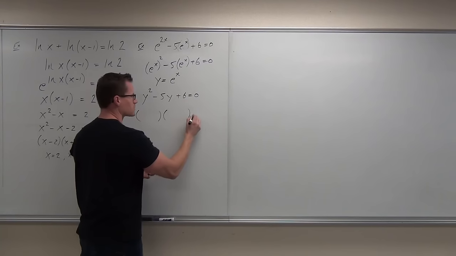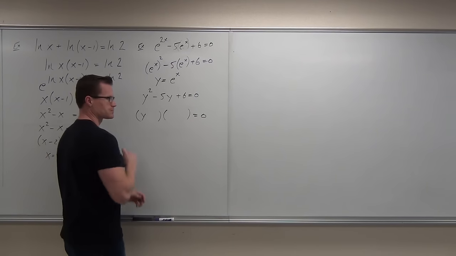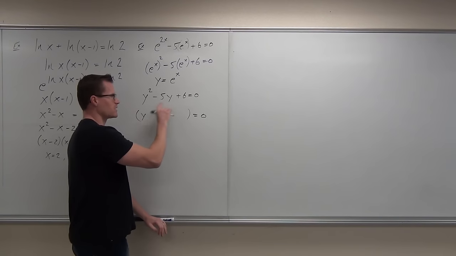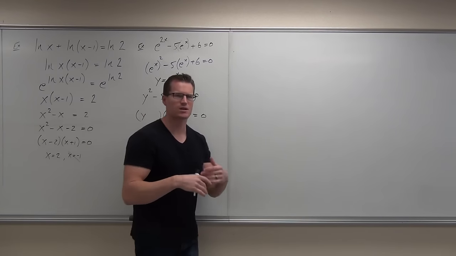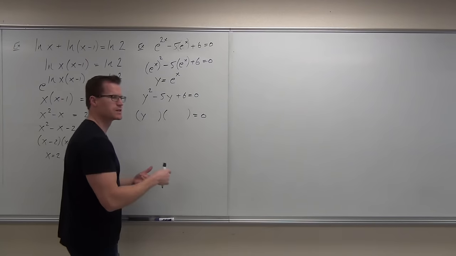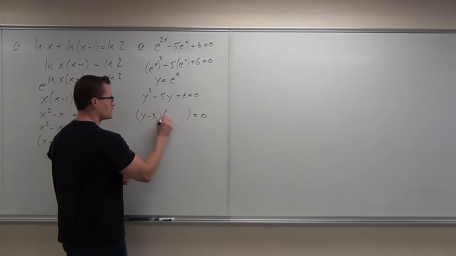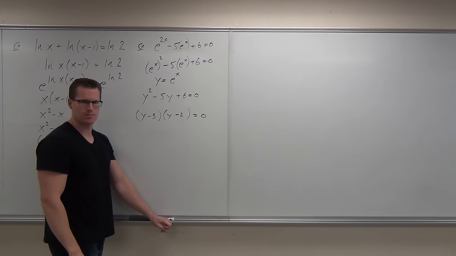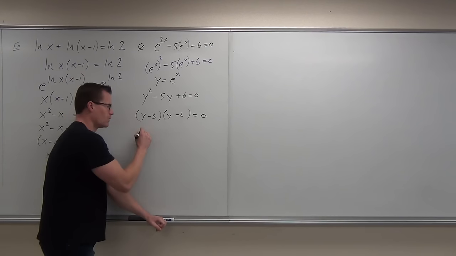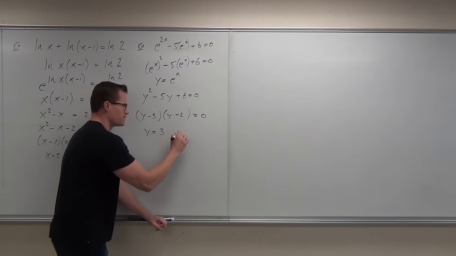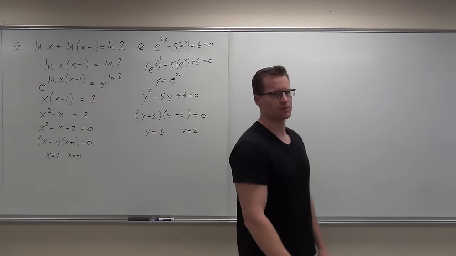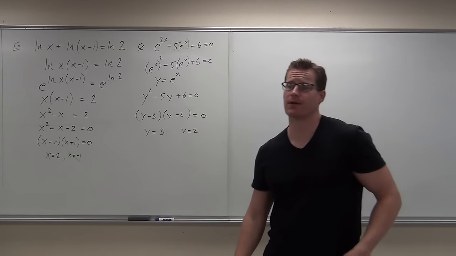Can you guys factor this? Be careful with these ones. A lot of people do these fives and ones or sixes and ones. You have to have the correct numbers here. This is negative 3, negative 2. So y minus 3, y minus 2. We okay with that one? That means that y equals 3 and y equals 2. Are we going to stop right there?